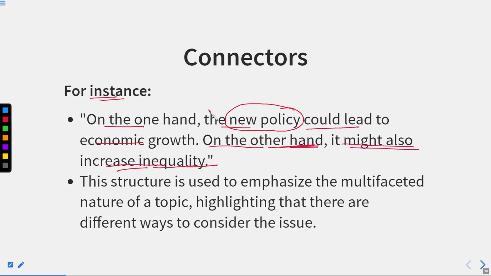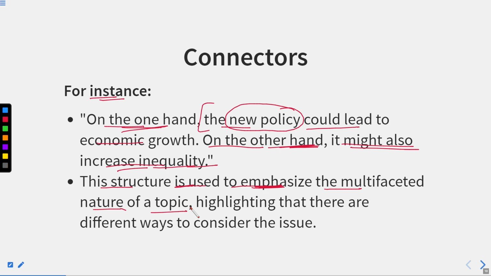Also, we can write this sentence like, the new policy could lead to economic growth. On the other hand, it might also increase inequality. So we need not write "on the one hand"; it can be skipped as well. This structure is used to emphasize the multifaceted nature of a topic. It means it emphasizes that one thing can have two or more aspects.